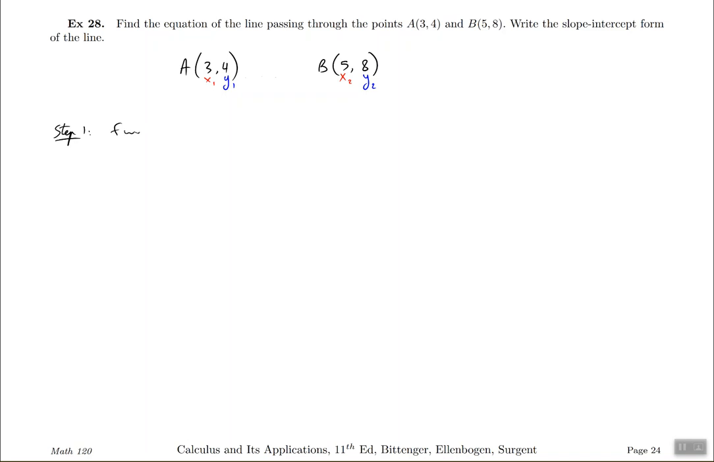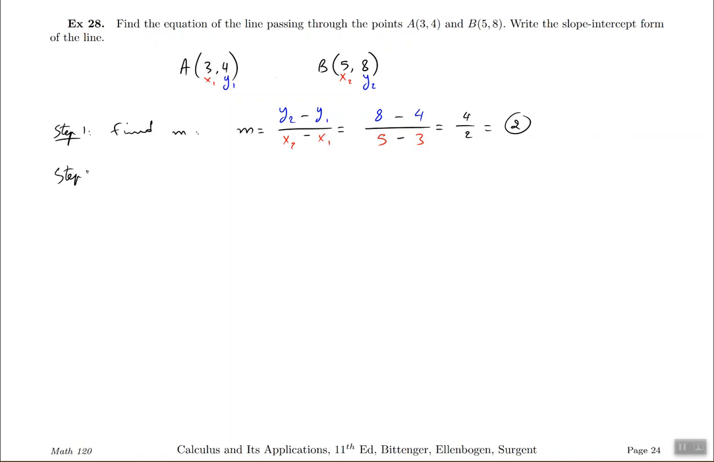So find M. To find M, I have to use the formula, which is the rise over the run. The formula says I'm supposed to subtract Y2 and Y1 from each other, then subtract X2 and X1 from each other. In my case, Y2 is 8, Y1 is 4, X2 is 5, and X1 is 3. So this is 4 divided by 2, which at the end gives me the number 2. So my slope is 2.